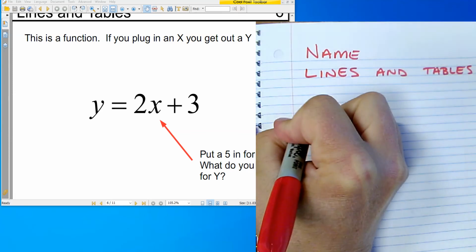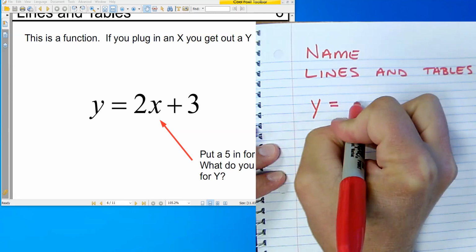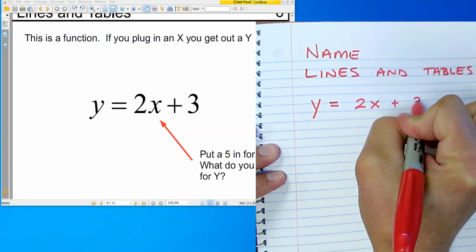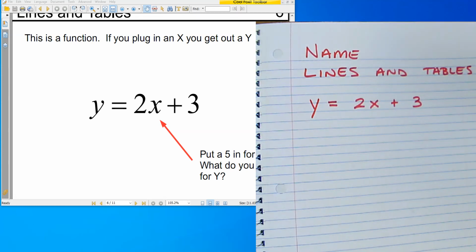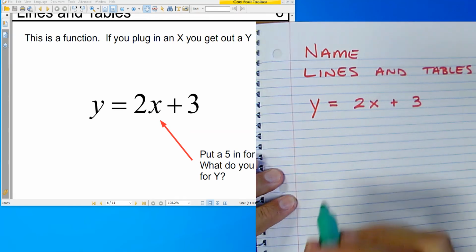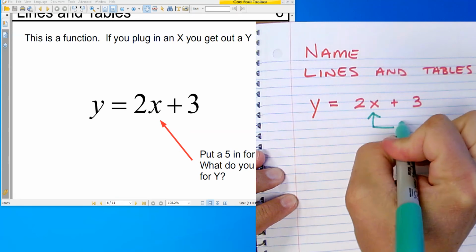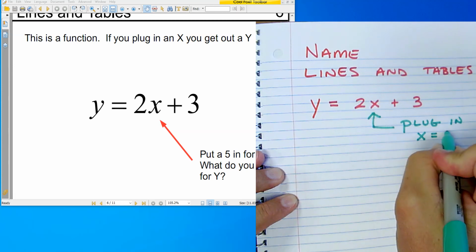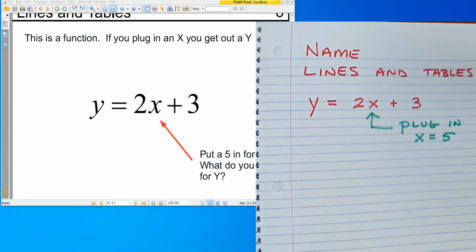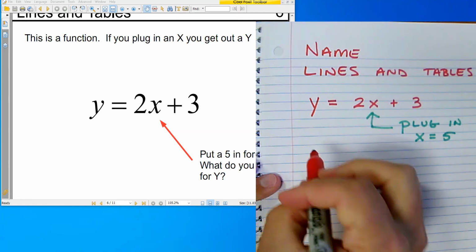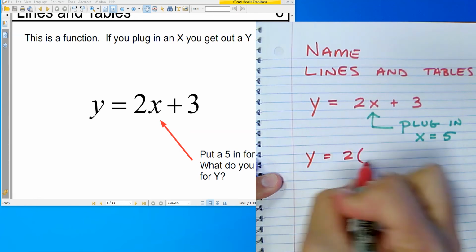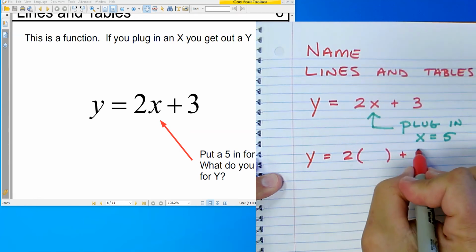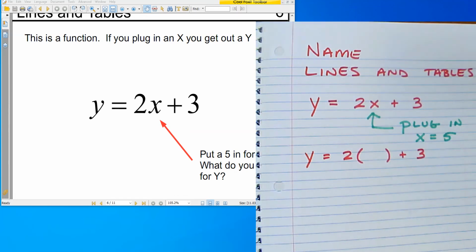And we have this function, it's y equals 2x plus 3. And we're going to evaluate this function at x equals 5. We're going to plug in x equals 5, which means I'm going to take that x away, and in its place, I'm going to put in a 5. So I have y equals 2 times 5 plus 3. I'm taking away the x, and I'm putting in a 5.